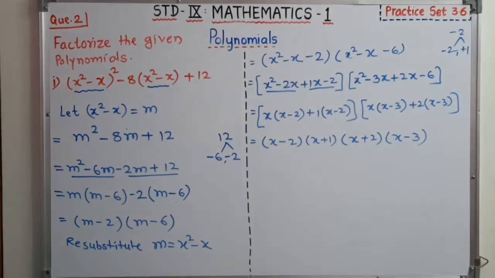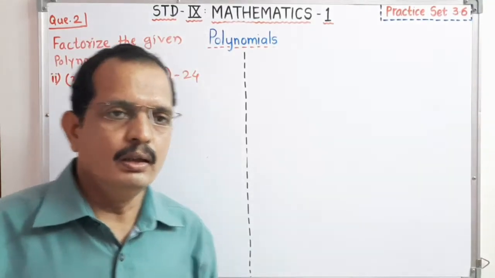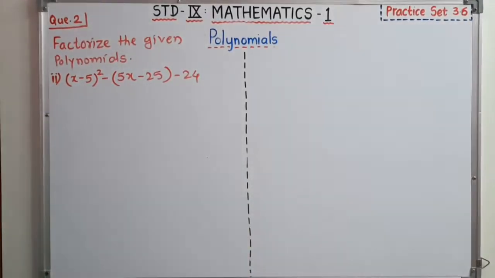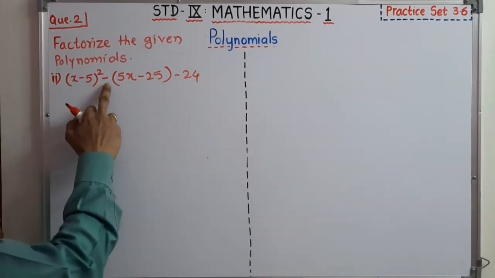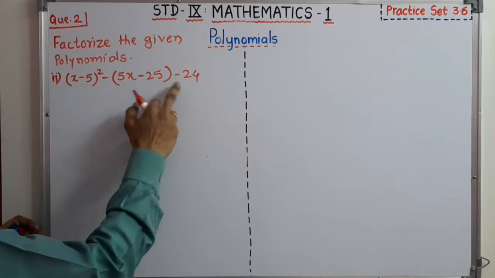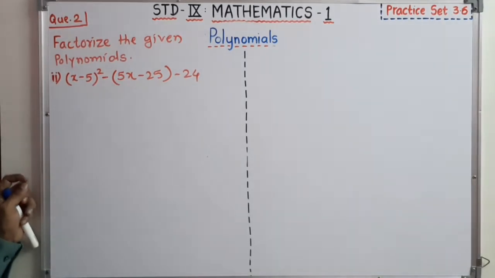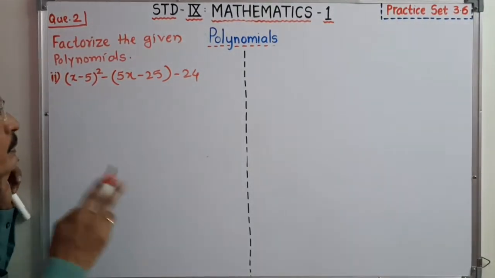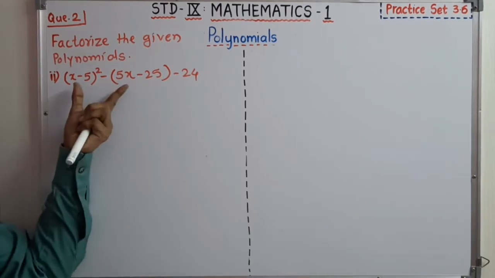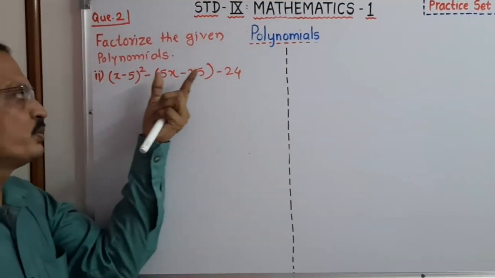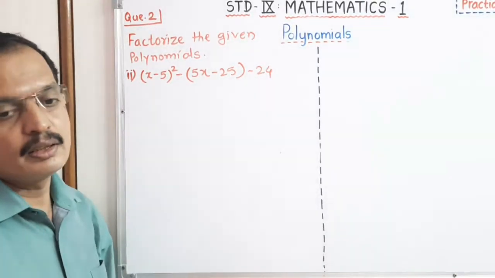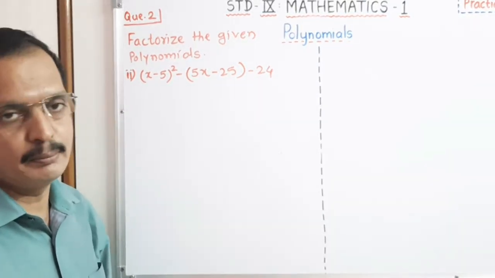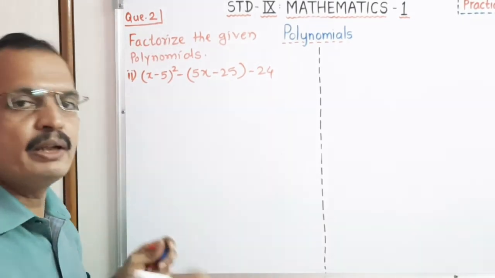Now see the second question. It is x minus 5 bracket square minus 5x minus 25 minus 24. Dear student, in the previous sum, the terms in both brackets were the same, but in this case the terms in the brackets are not the same. We have to make them same.